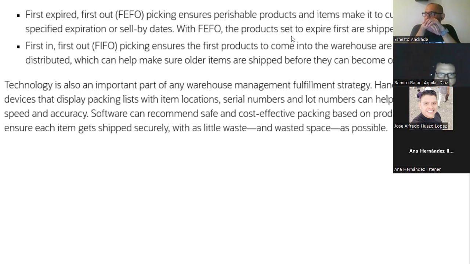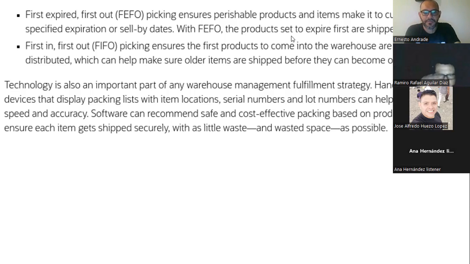On the other hand, as Ernesto was saying, there is first in, first out. Yeah, that is part of the accountability, right? Picking ensures the first products to come into the warehouse are the first to be distributed, which can help make sure all their items are shipped before they can become obsolete. So that is another thing that happens. It's very common because, of course, you prefer to get out the ones that came first.